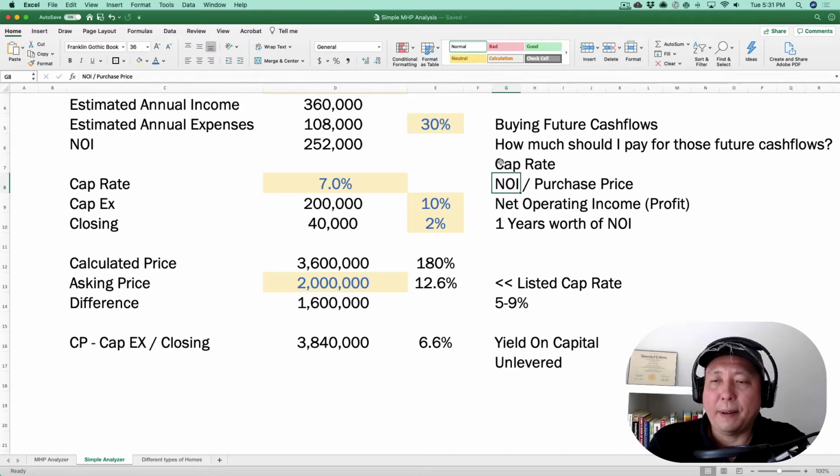Of course, knowing the cap rate is somewhat meaningless if you don't know what the cap rate should be. It's kind of like if I tell you the price of the car is $10,000, but you don't know what type of car it is, or you don't know what other cars are selling for, then it doesn't really help you all that much. So in order for the cap rate to be useful, you're going to have to do your homework.